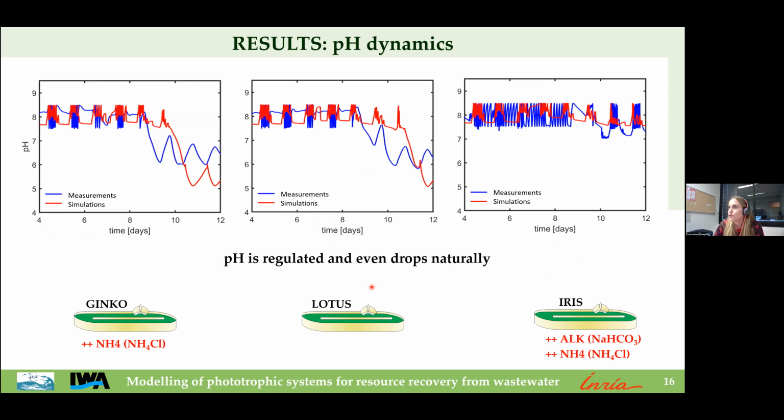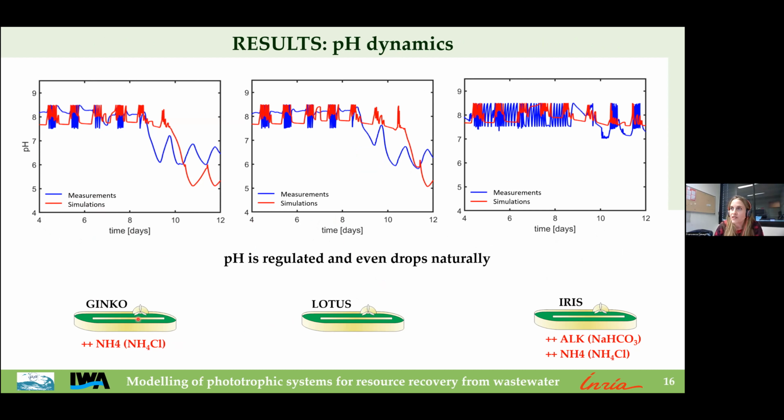And now I'm going to show you very quickly the results, both in terms of measurements and simulations, starting from the pH dynamics. What we can see is that in the reactor where there was the lowest level of alkalinity, the pH dropped down after a few days. And even in the reactor with just diluted digestate, but this is not happening where we added a source of alkalinity.